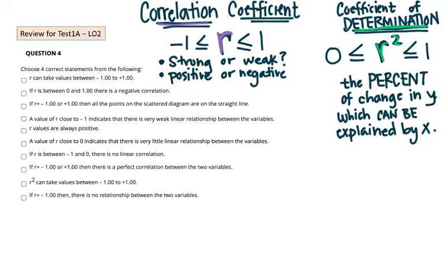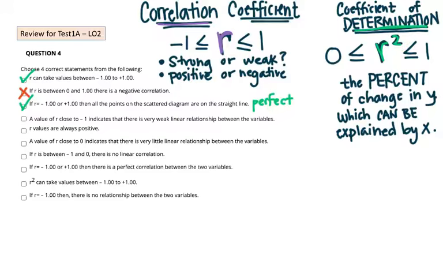r can take values between -1 and 1. That's true. If r is between 0 and 1, there is a negative correlation. That's false. If r is between 0 and 1, that's a positive number, so it's a positive correlation. Next sentence. If r equals -1 or +1, then all the points in the diagram are on a straight line. That's true. That's actually called a perfect linear relationship. That's when the dots make a perfect straight line.